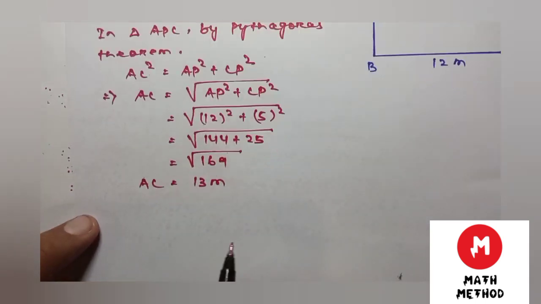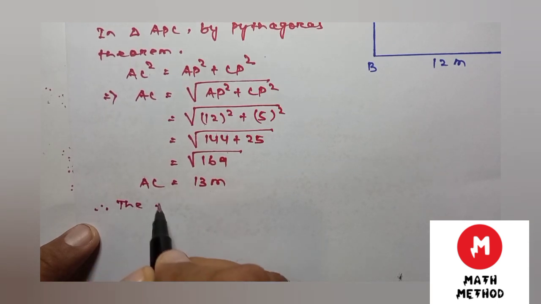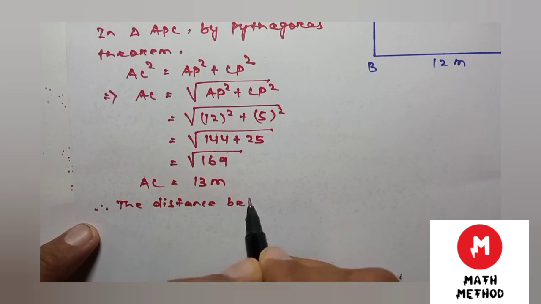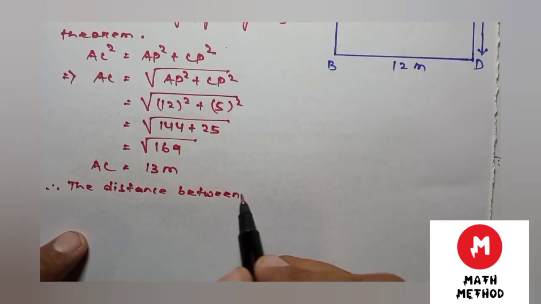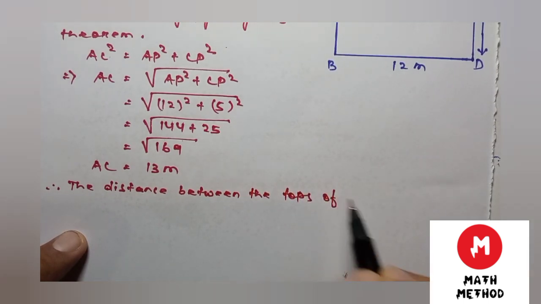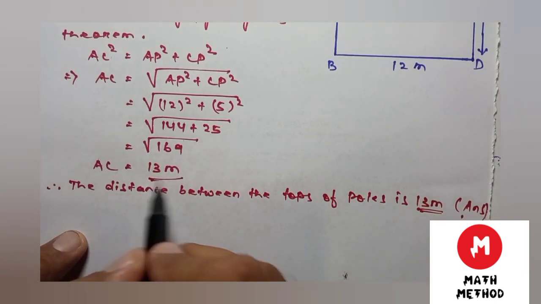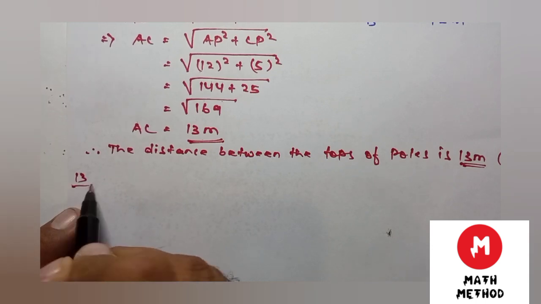AC is the distance between the tops, so we will write: therefore the distance between the tops of the poles is 13 meters, which is our answer. Clear? This is my answer. So here we end with question number 12.